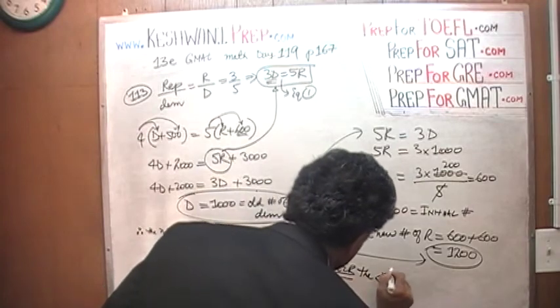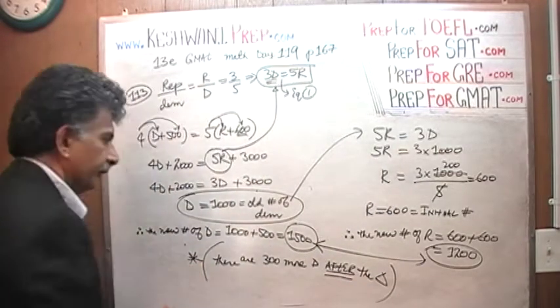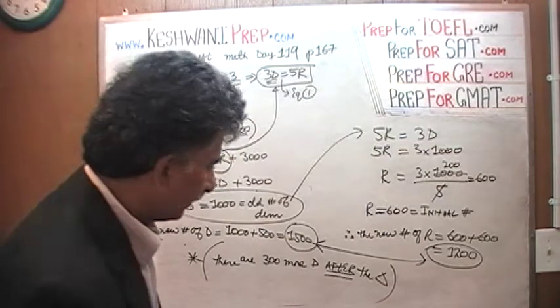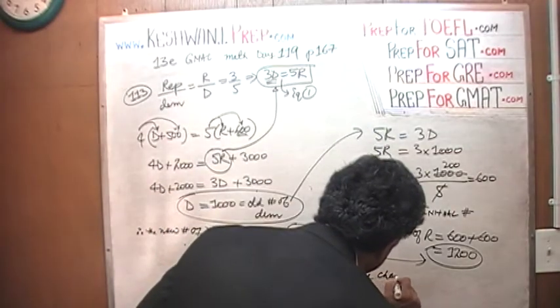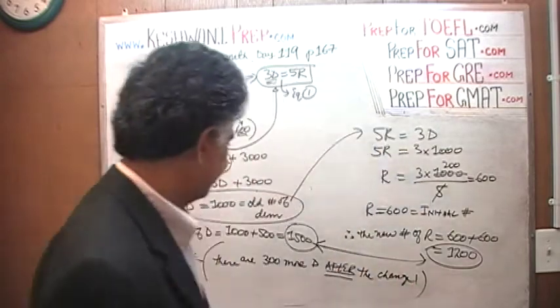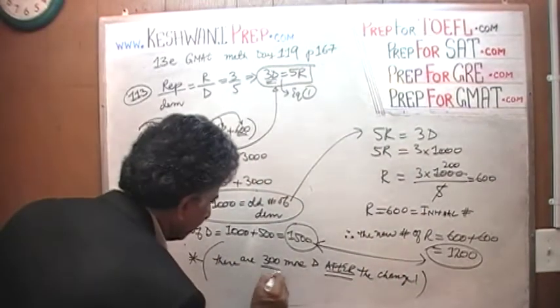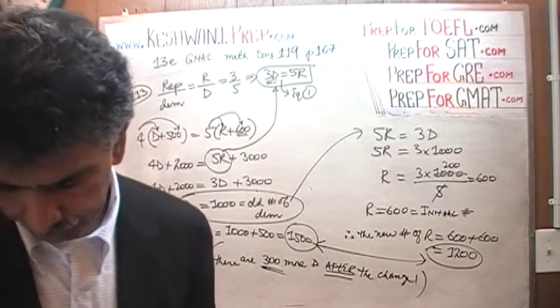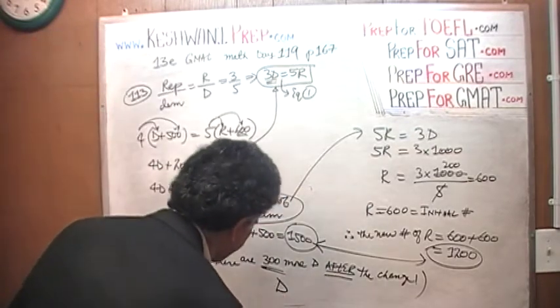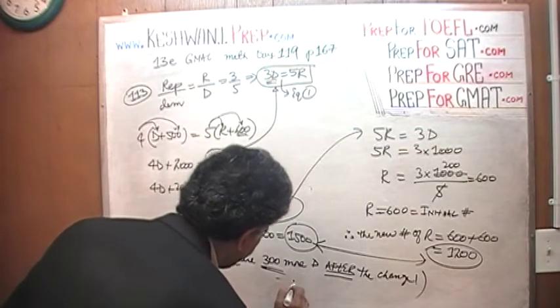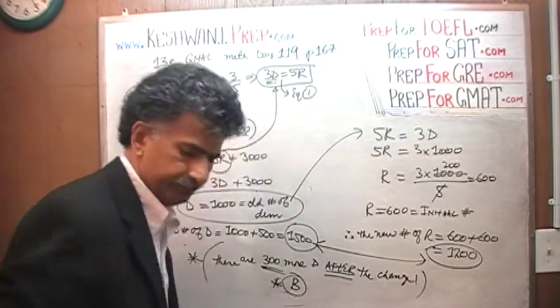after the change. That's delta for change, I'm being lazy here. After the change. That's it. The answer is there are 300 more Democrats, and that is answer choice B. And that's all.